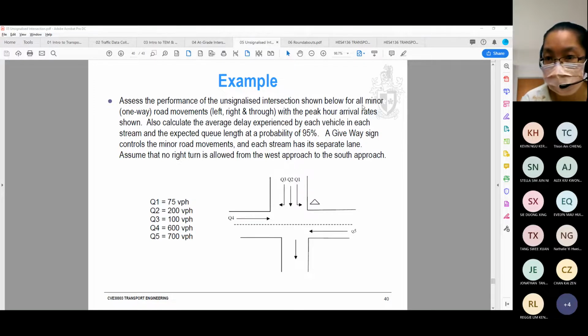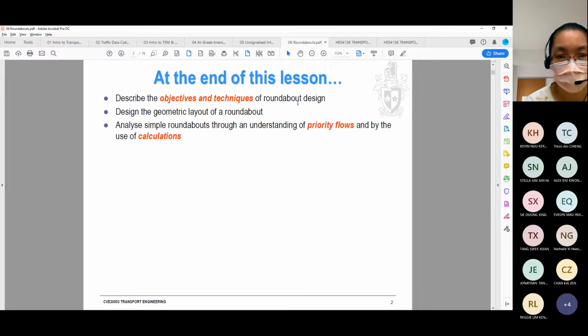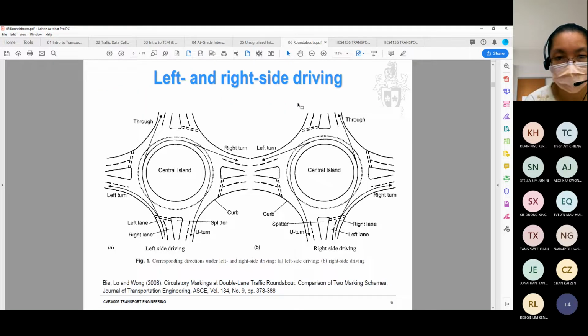All right, then I'll just move on to the following week, which is roundabout. And roundabout builds on from unsignalized intersection. For roundabout, we have divided that into two parts. One is the geometric design of roundabout, and the second half we discuss the analysis of roundabout.